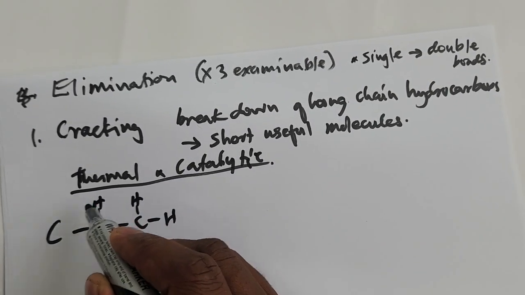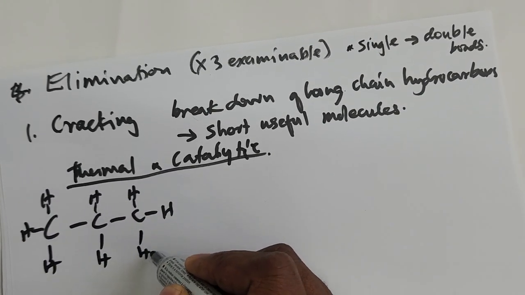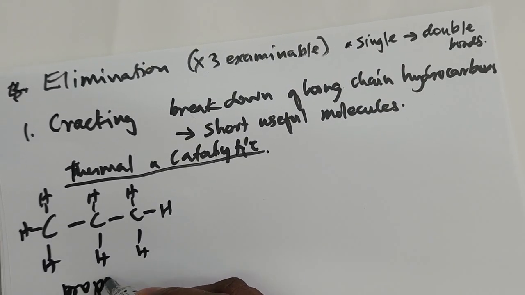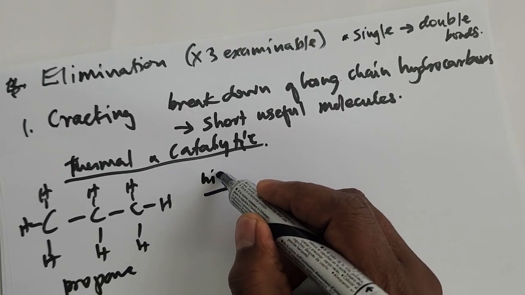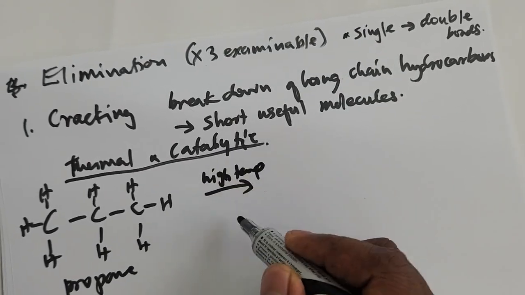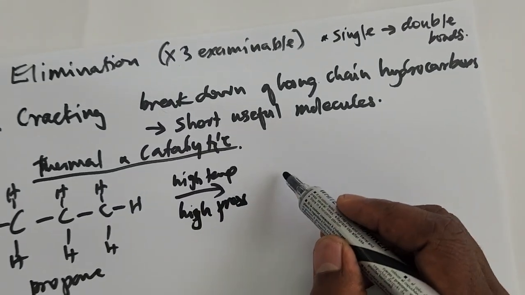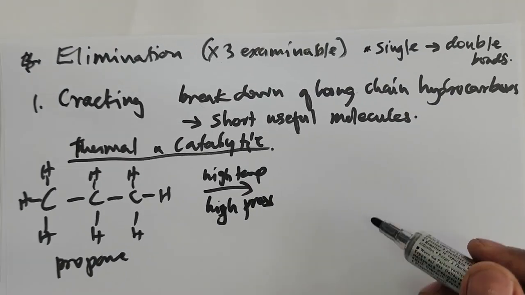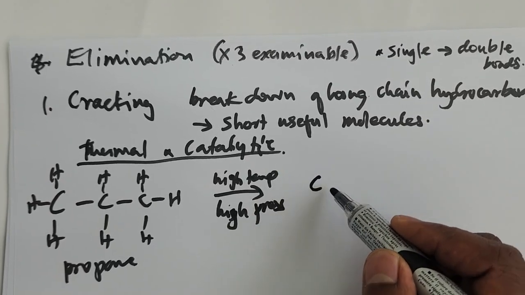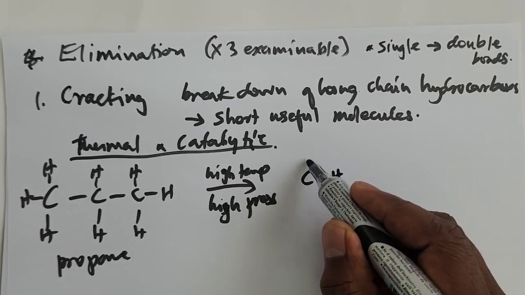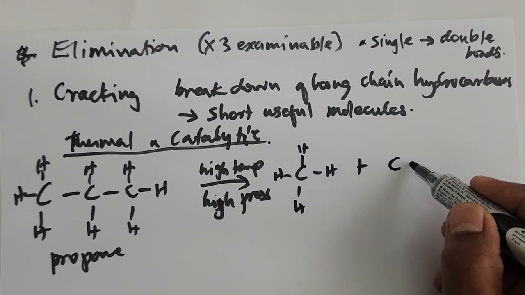Again, alkanes can undergo cracking, which is an elimination reaction. Propane can also undergo cracking. That needs high temperature and high pressure. There will be 2 possible products, 2 possible reactions. The first reaction will produce methane plus ethene.